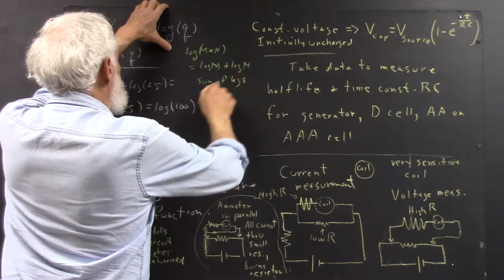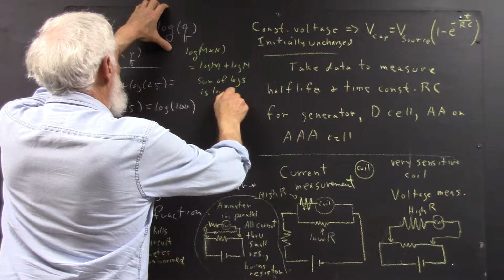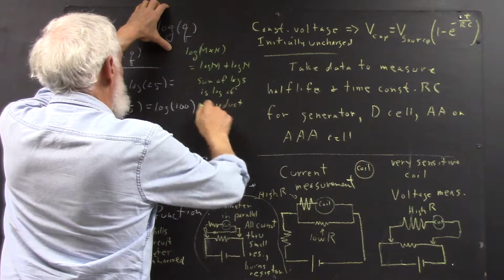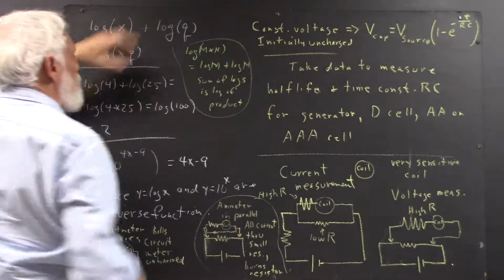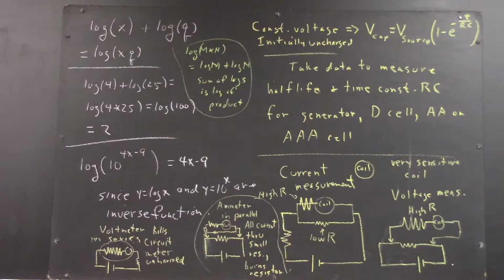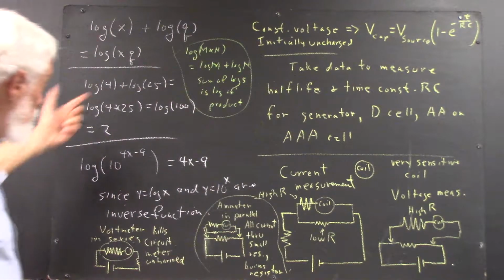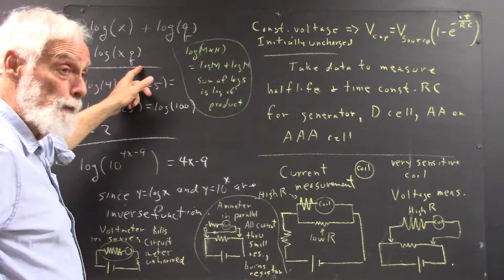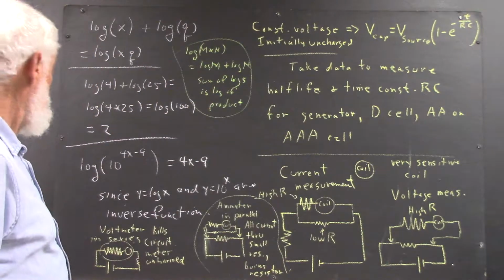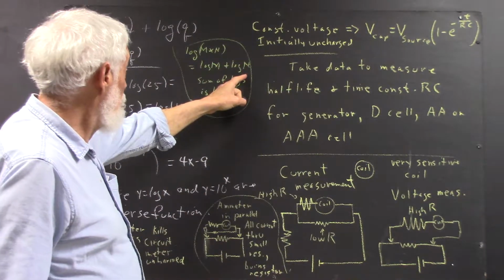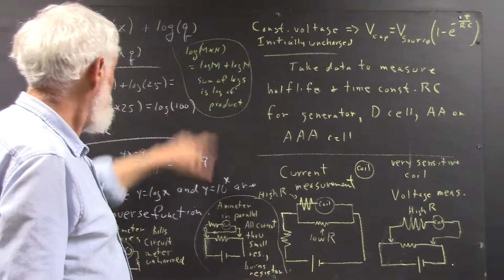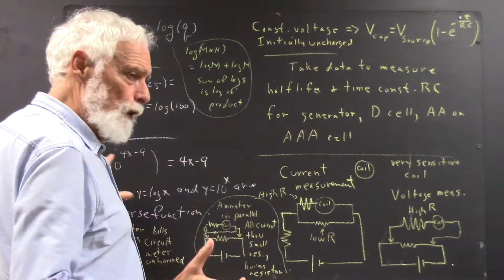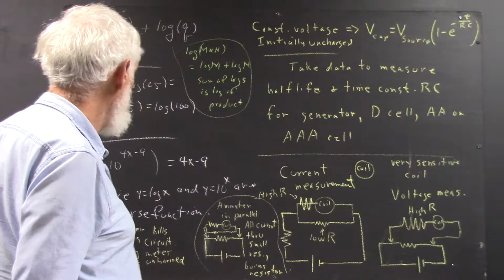Sum of the logs is the log of the product. So, log of x plus a log of q must be the log of x times q, right? Okay, because log of m plus log of n equals log of m times n. Now we could rewrite this equality backwards, but we don't need to do that. We can turn it around in our head.